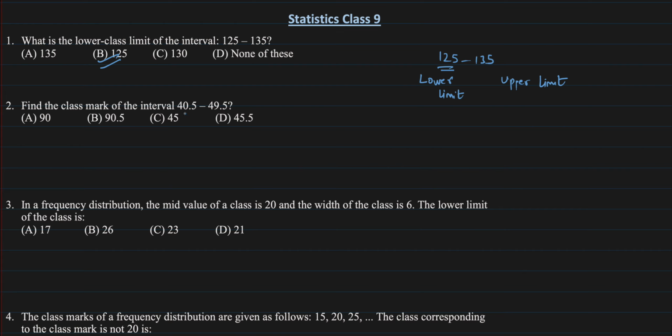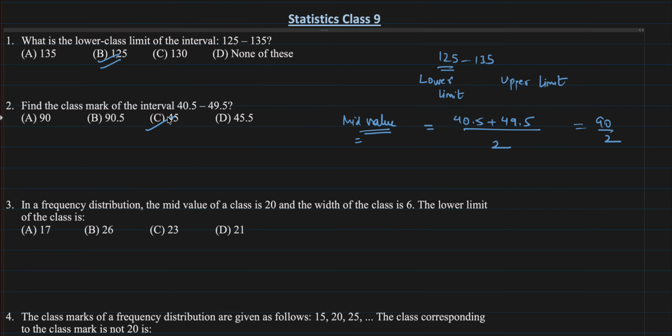What is the class mark of the interval 40.5 to 49.5? Class mark is also called the mid value. You add the lower limit and upper limit and divide by 2. So the average of the lower and upper limit is what is called the class mark or mid value. The sum comes out to be 90 by 2, which is 45.